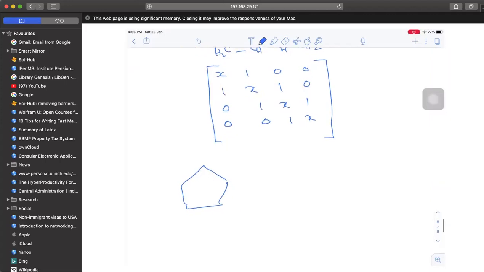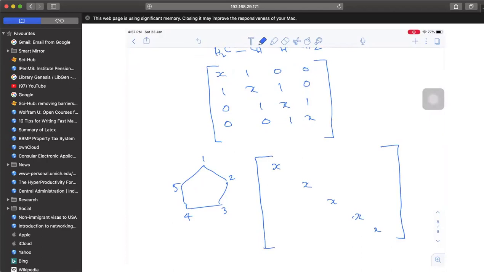Let me number these 1, 2, 3, 4, 5. And what is the way to write the Hückel matrix? Well, it's very simple. You see, if there are 5 carbon atoms, the Hückel matrix is going to be a 5 by 5 matrix. And of course, you know that along the diagonal, it is always X. So therefore, I first write the diagonal.